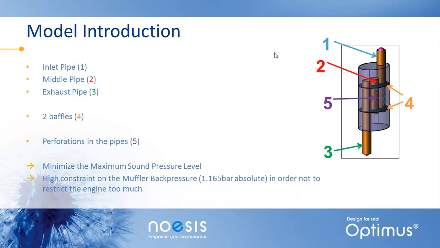So the model that we're going to use is introduced here. It's a simple reverse flow muffler that has an inlet pipe, a reversal or a middle pipe, and an exhaust pipe. The muffler is subdivided in 3 different cavities, divided by these 2 baffles here, and the inlet pipe and the reversal pipe have some perforations in it. So what we want to obtain in the end is to have a muffler with a minimal sound pressure level at the exhaust, while making sure that the back pressure that the muffler puts on the engine is not too high.